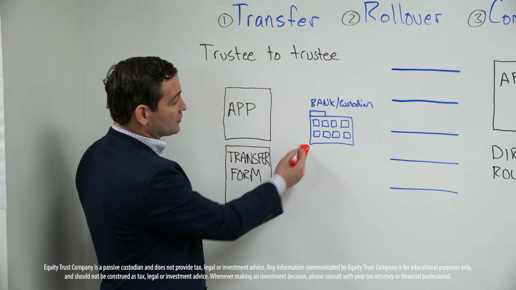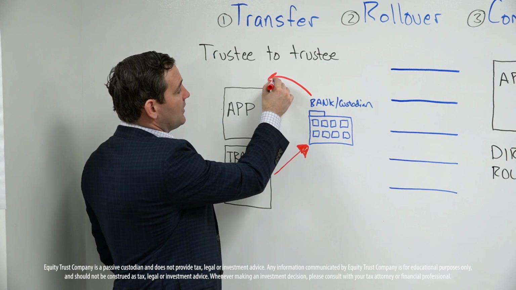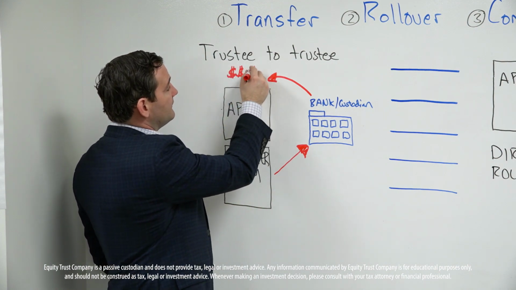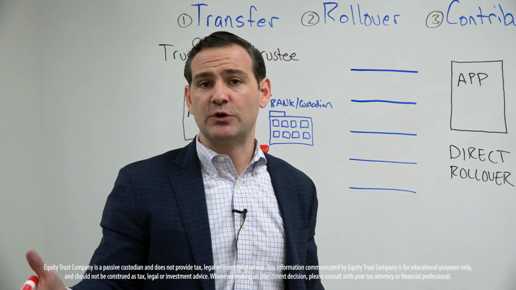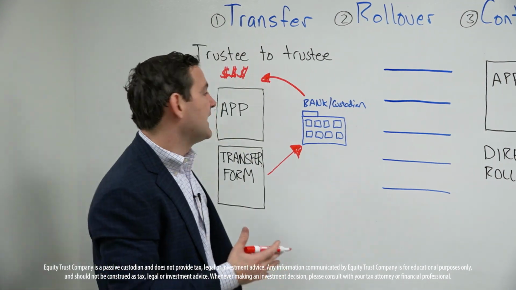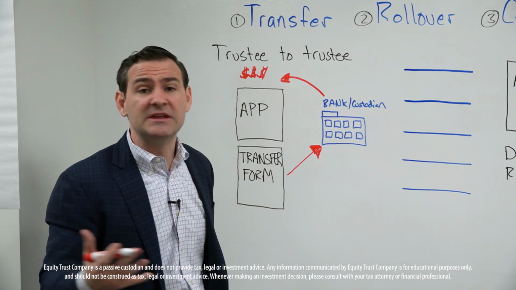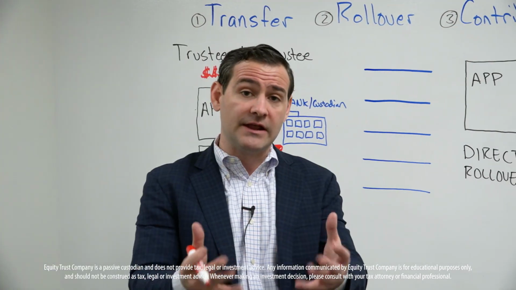But ultimately, the transfer form goes to your current IRA company, and then your IRA company will send the money back to your Equity Trust account via check or wire transfer. Some custodians will send a wire, some won't, some only send a check. They have different policies depending on the company you're currently working with, but generally speaking, most of them will wire transfer the money back into the IRA. So now your IRA is funded.